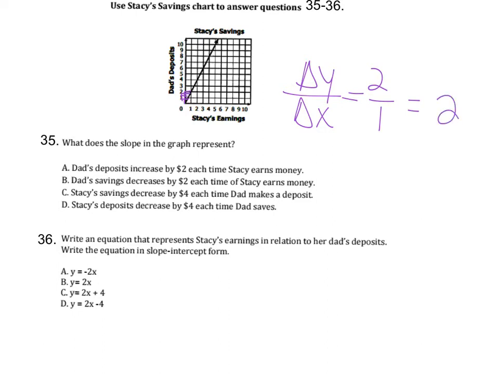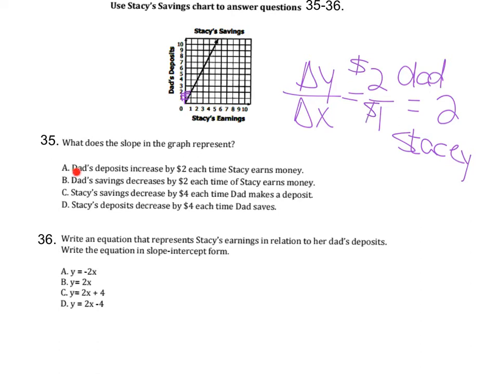Now, the question is, what does this mean? Well, the change in y is what? Look at your y-axis, that's Dad. The change in y is Dad. And the change in x, what does the x-axis represent? The x-axis is Stacy. So this is saying that Dad goes up $2 for every $1 that Stacy saves.